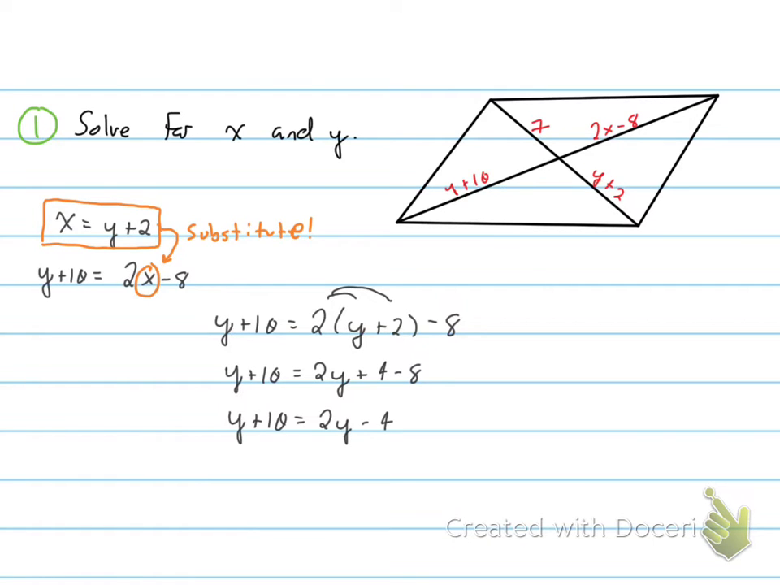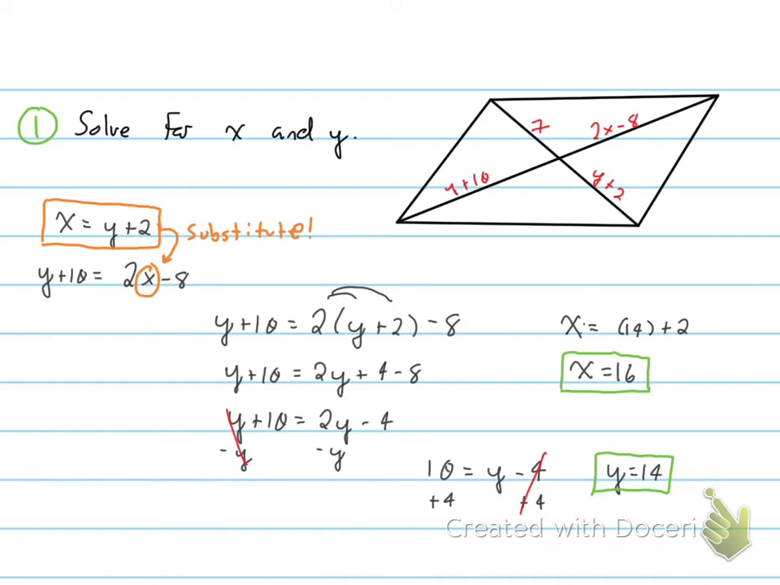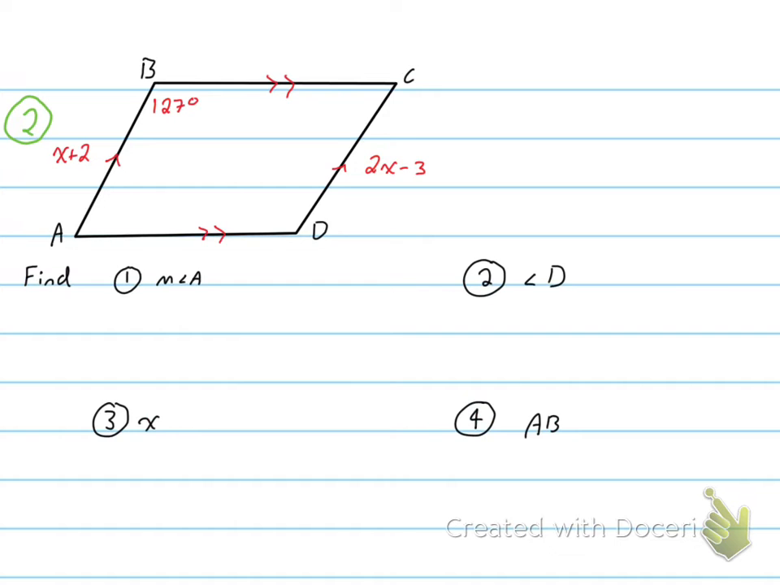I'm going to combine like terms, so that 4 and negative 8 turns into negative 4. Now I'm going to combine my y's, and finally combine my numbers, so I'm left with y is equal to 14. Now my last step, I'm going to plug 14 into that original equation, x equals y plus 2, so x then would equal 16. And if I plugged in these numbers for x and y, I would see that I get two equal sides on each diagonal. Let's look at one more example.